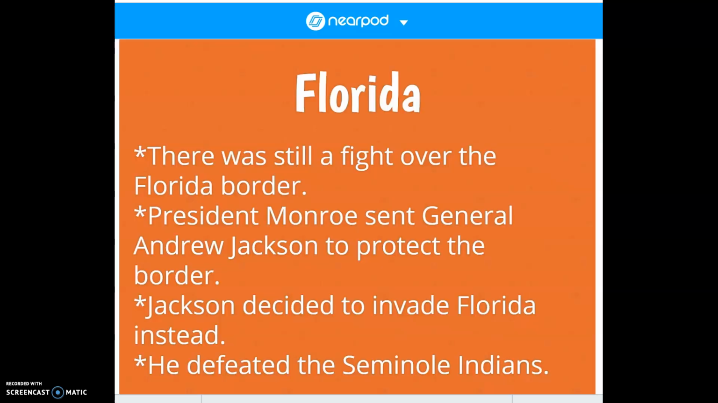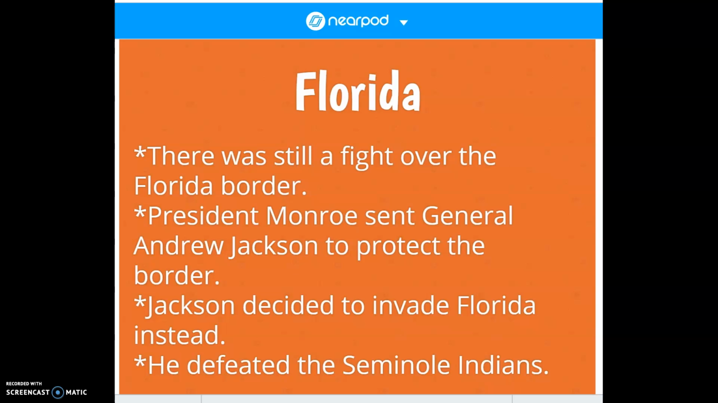The first thing was that there was a problem with the border. If you remember from earlier in the year, we talked about Pinckney's Treaty, which was supposed to settle the border between Spanish Florida and the United States, but there were still issues going on. So President James Monroe sends Andrew Jackson, who was in the military, and remember he was the hero of the Battle of New Orleans at the end of the War of 1812. He is sent by President Monroe to the border to settle this dispute.